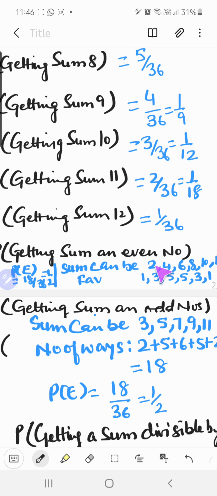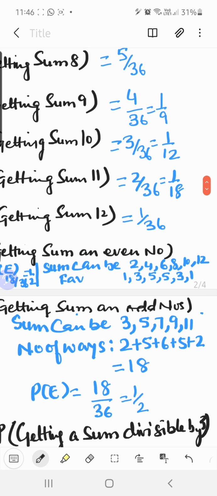So when we are getting the sum 2, that is favorable. If the sum of the numbers appearing in both the dice is 4, that is also favorable. 6 is favorable, 8 is favorable, and 12 is favorable. Now, how many ways of getting the sum 2 you have learned earlier? So there is only one way of getting 2, that is 1 and 1.